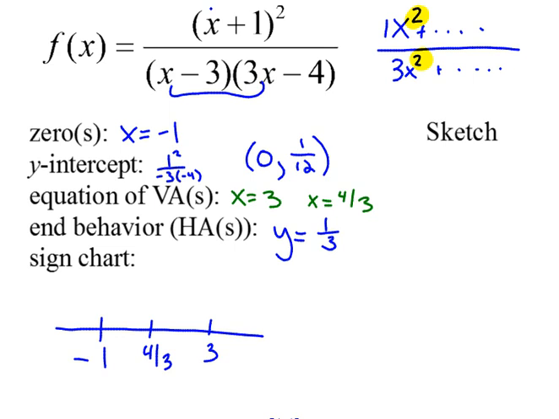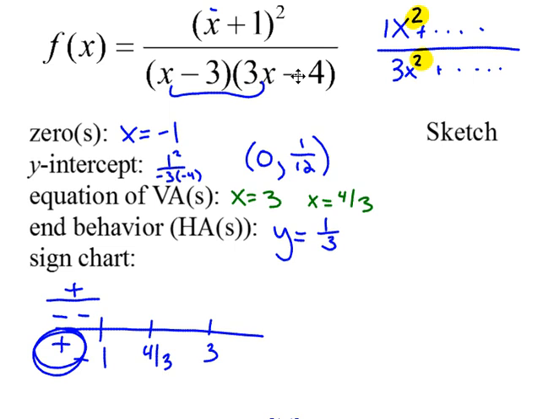Okay, pick a negative number less than negative 1. If you put a negative in here and you square it, the numerator will always be positive. It doesn't matter what number you put there, it's always going to be positive because it's getting squared. The negative minus 3 will be negative. 3 times a negative 1, minus 4, is negative. 2 negatives result in a positive, so that area is positive.